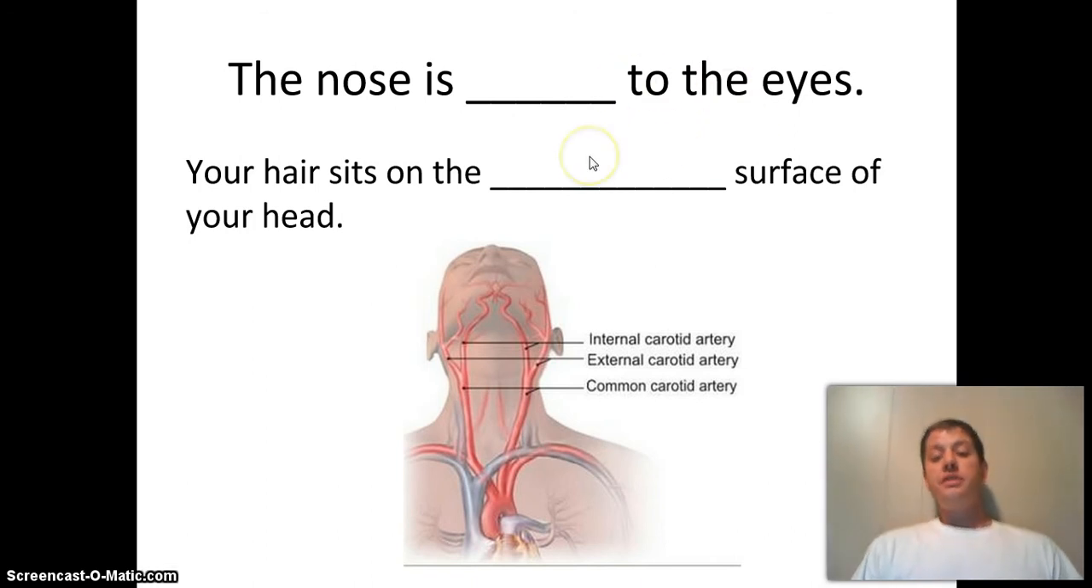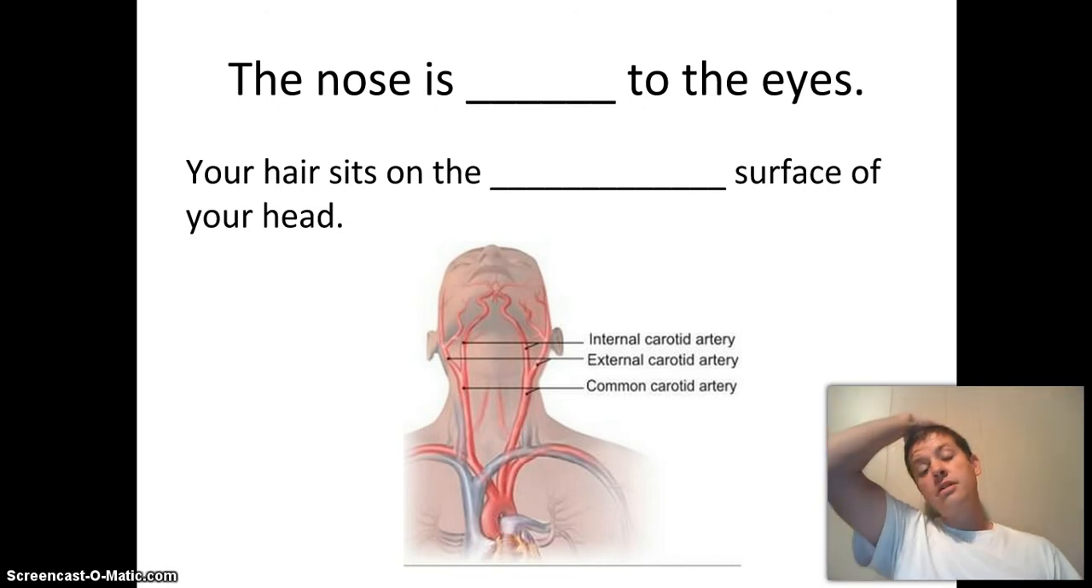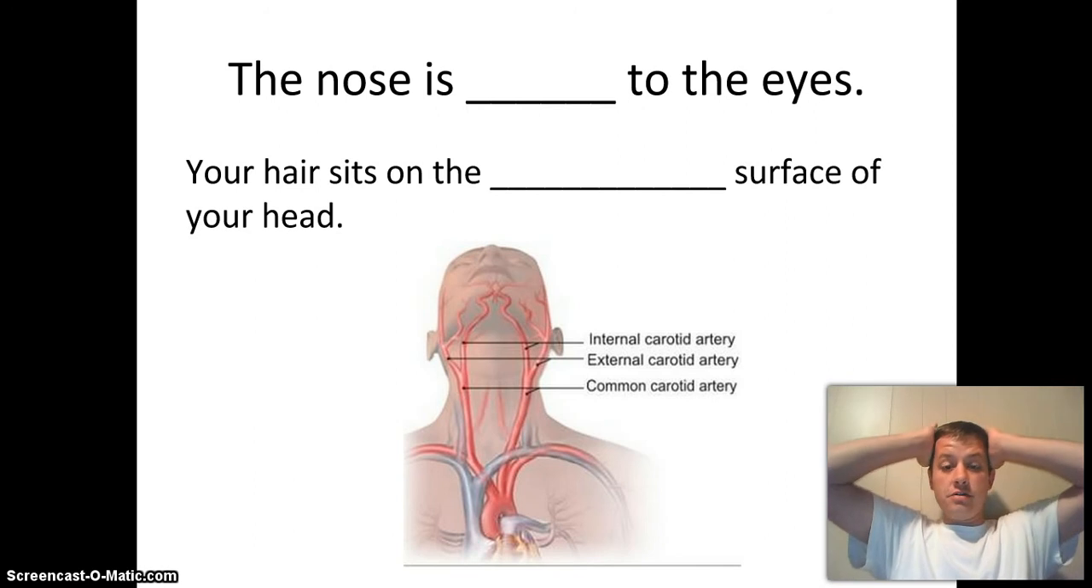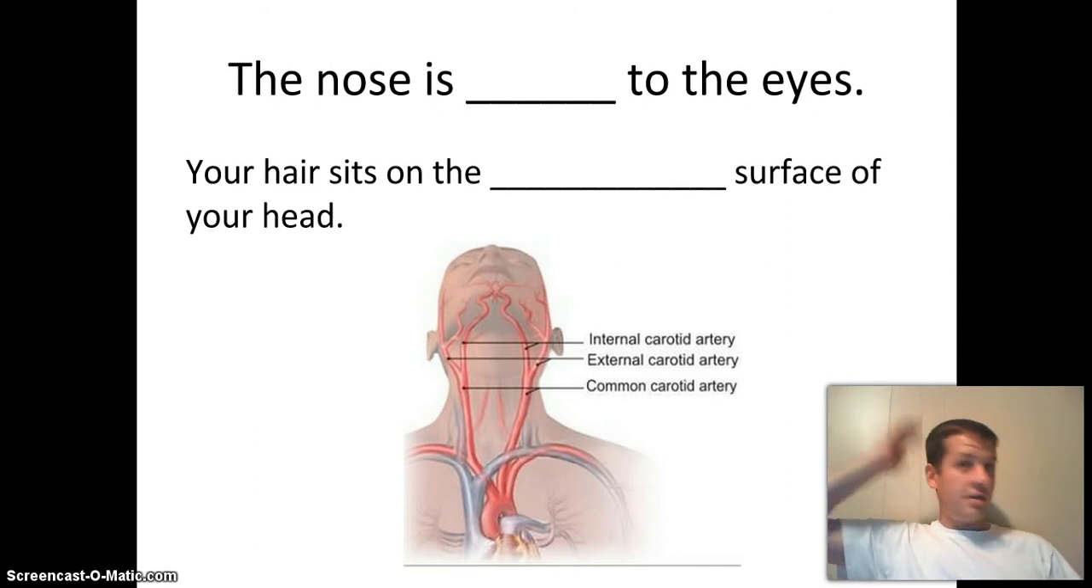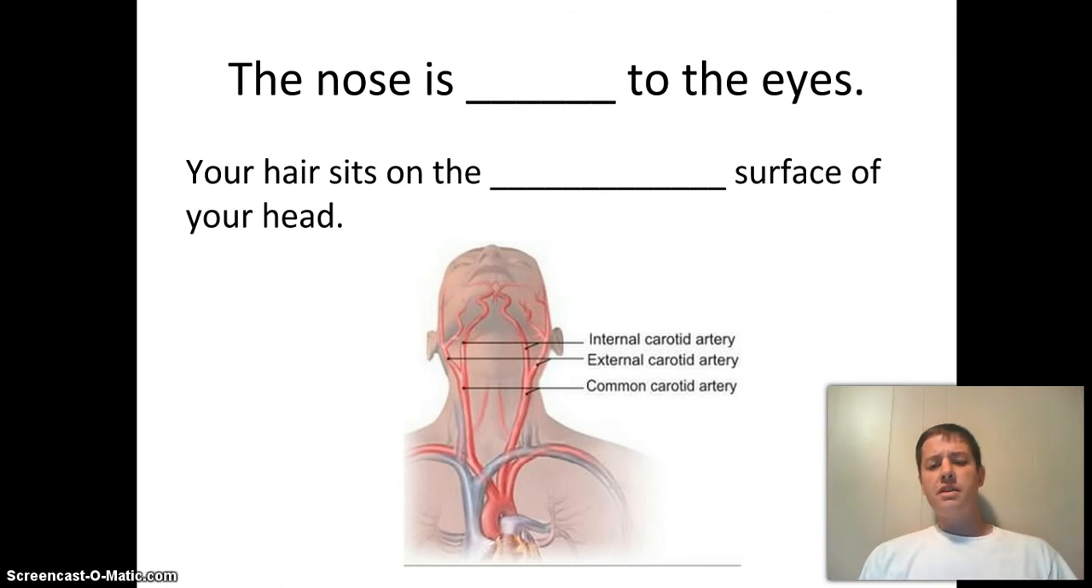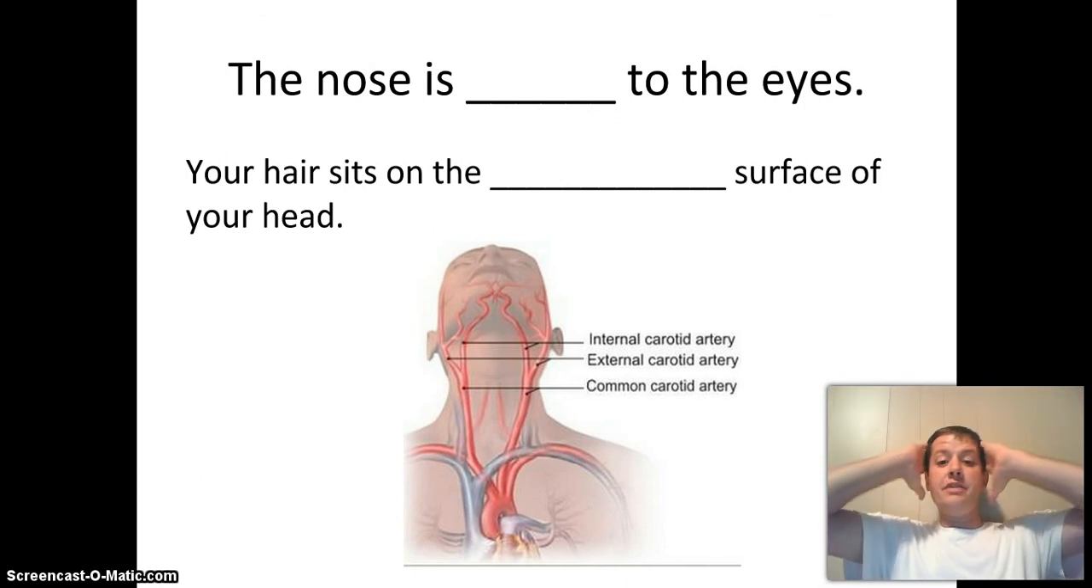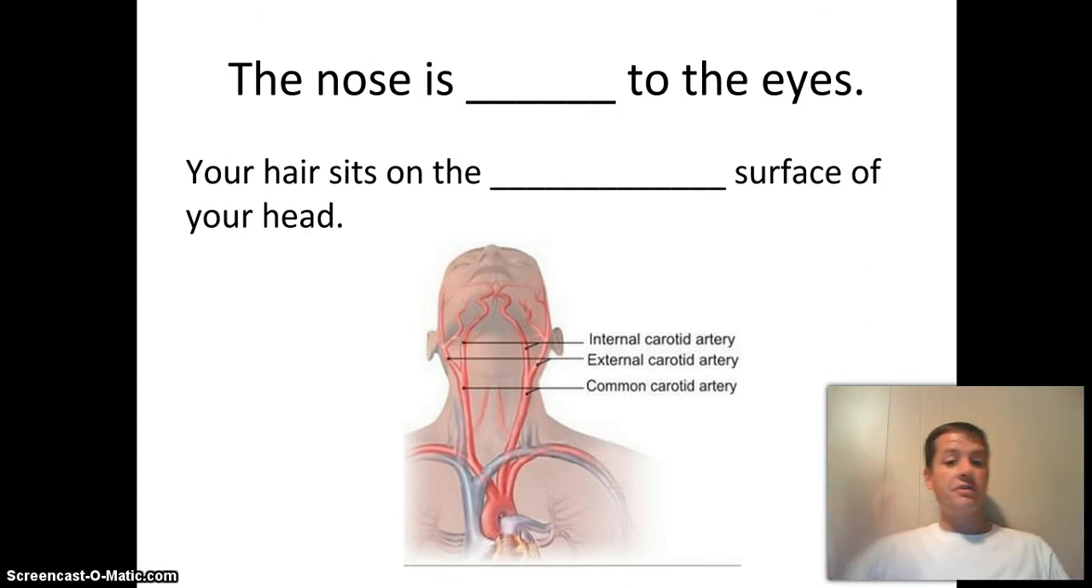Here's another one. Your hair sits on the blank surface of your head. You would need to be able to say it is on the superior, lateral, posterior, and not so much on the anterior side. But still, you could use any of those words, or you could also say superficial because it's on the very outside edge. Now, what about a person that's bald? Well, most often, they're not going to have any hair only on the superior part. They'll still have it on the lateral and on the posterior sides of the skull.